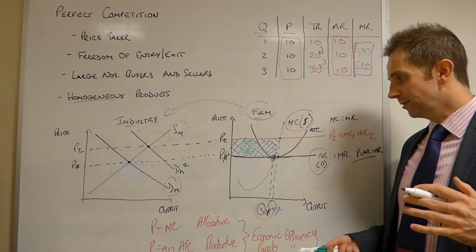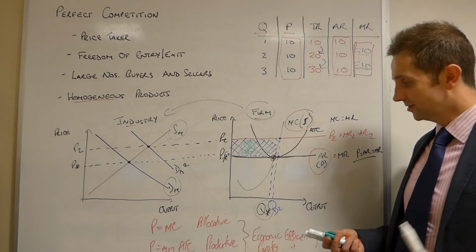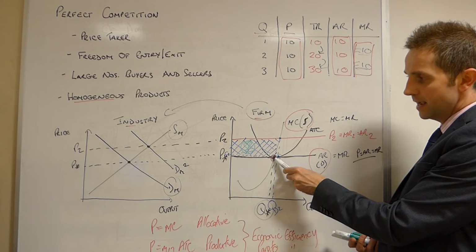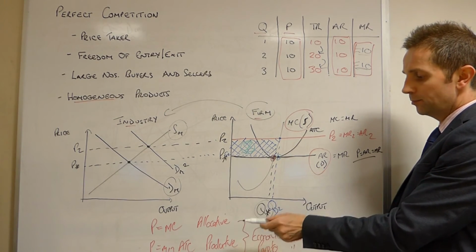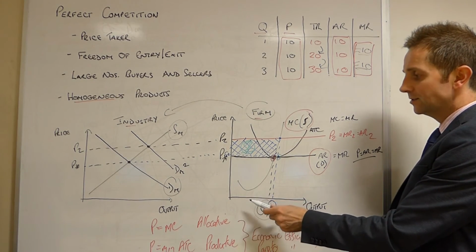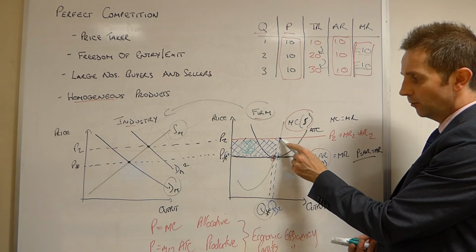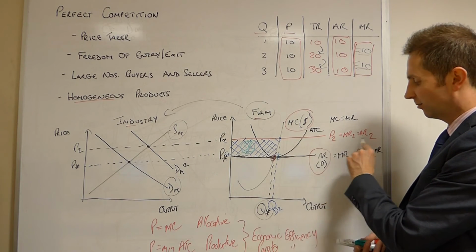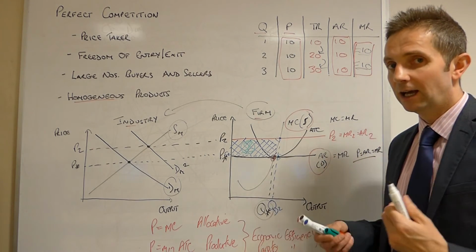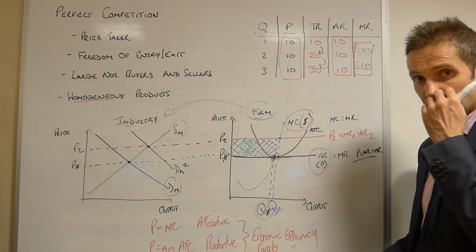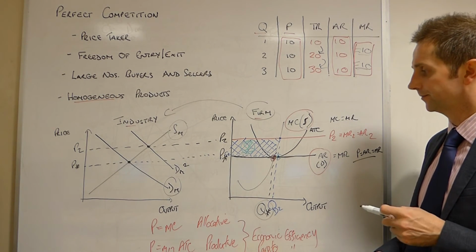Now you need to consider again how efficient or inefficient it is. So you can see we're clearly to the right of the minimum ATC, so we're not productively efficient, and in this instance we still have a scenario where MC cuts AR, which is the demand curve, so it is still allocatively efficient. It's allocatively efficient, but not productively efficient in the short run.